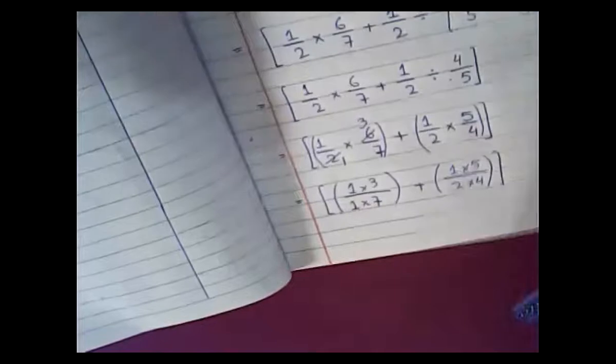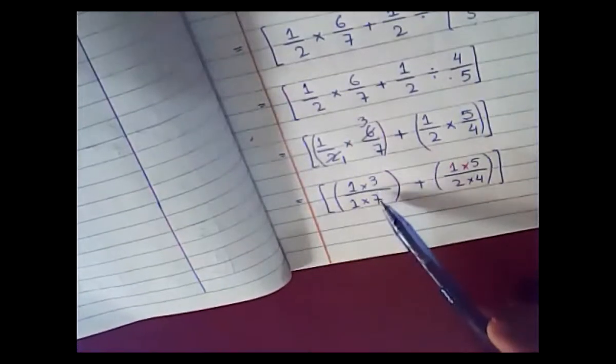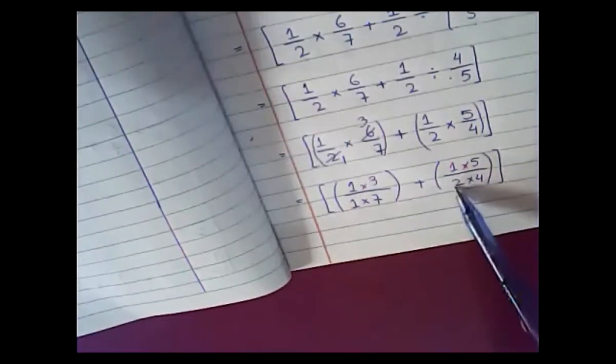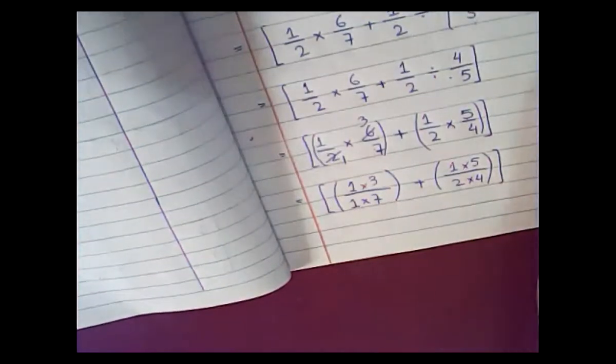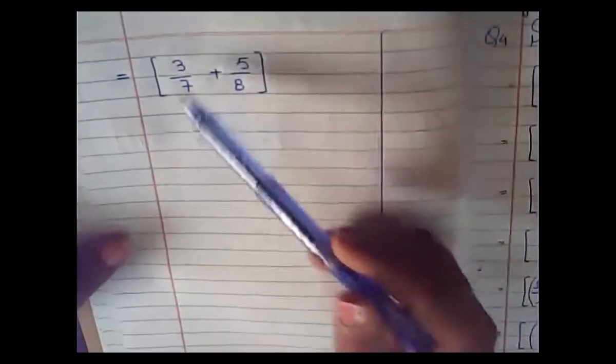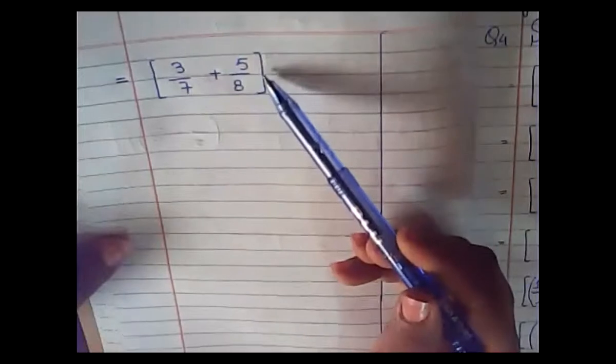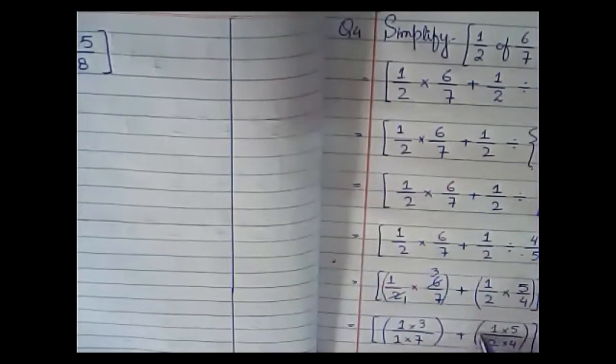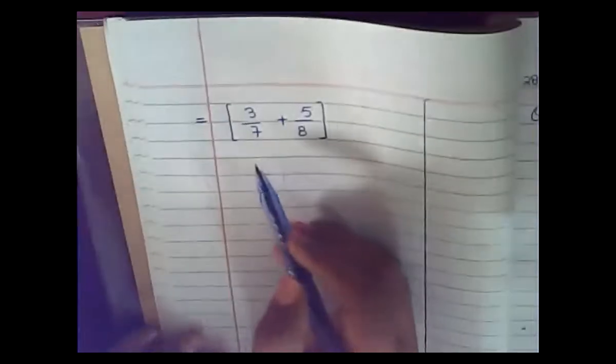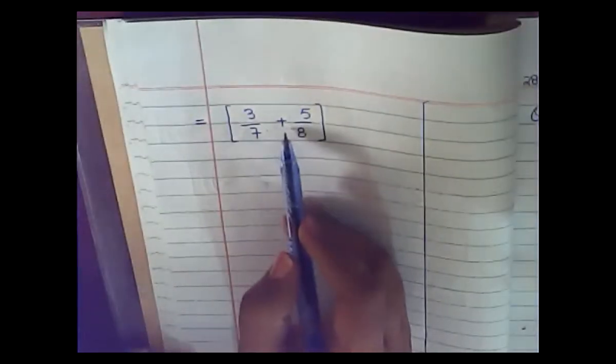I'm going to show you it again. Look here. What I have done so far: here you have 3 upon 7, here you have 5 upon 2 multiplied by 4, so 2 fours are 8. So it will become 3 upon 7 and 5 upon 8. And here you have the sign of addition. So addition is here. Now, listen to me, what you have to do here is perform addition.